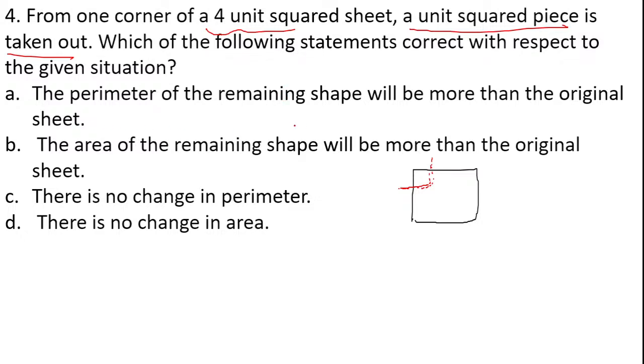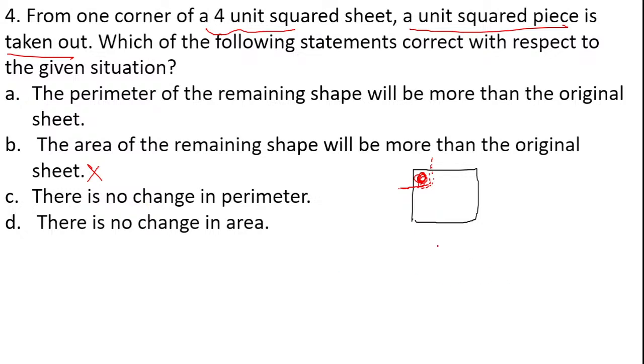The perimeter of the remaining shape will be more than the original sheet. The area of the shape will be more than the original sheet. No, area is not going to remain the same, because we are actually removing this much of area, so area won't remain the same. So this is the wrong answer. There is no change in the perimeter, there is no change in the area.